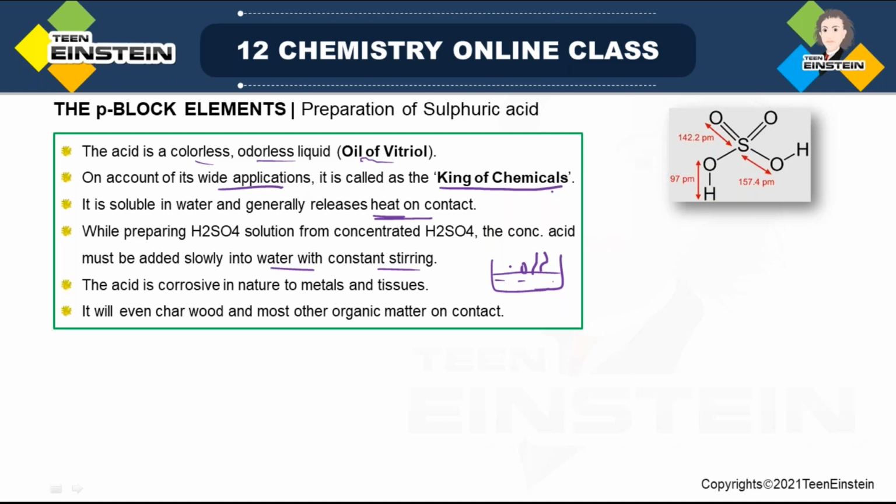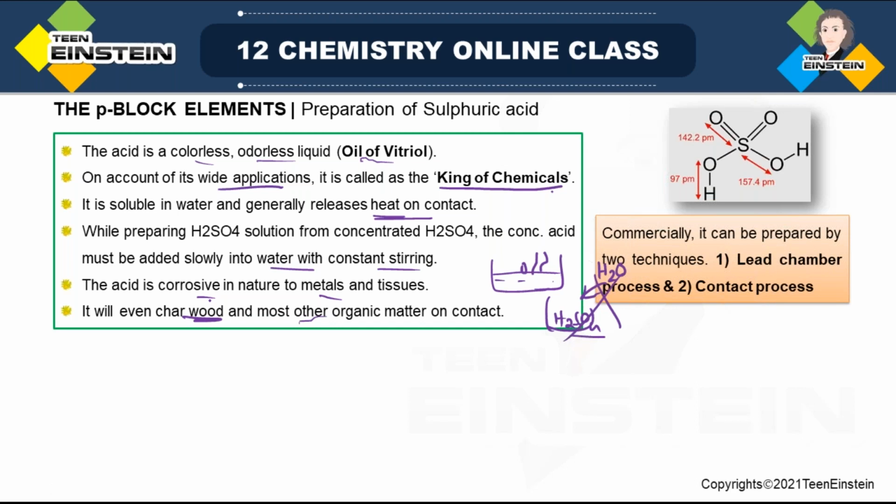But if you are doing the reverse addition, that is, you have taken H2SO4 and you are now adding water, you are adding water in less quantity while H2SO4 is already present in large quantity. This is not the correct way because there will be an explosion, as a large amount of heat will be generated. It will even char wood and most other organic matter when it comes in contact with it. It is corrosive in nature to metals and also tissues. So we shouldn't touch it with bare hands.